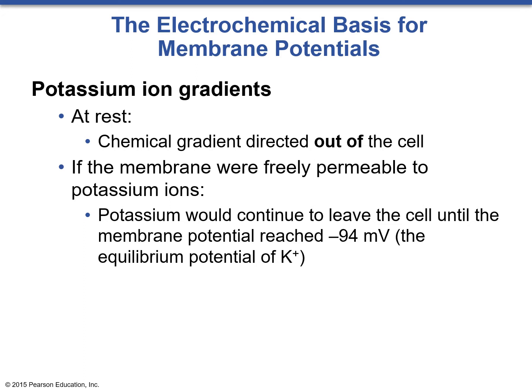If the membrane were freely permeable to potassium ions, in another thought experiment, potassium would continue to leave the cell until the membrane potential reached negative 94 millivolts, which is the equilibrium potential for potassium.